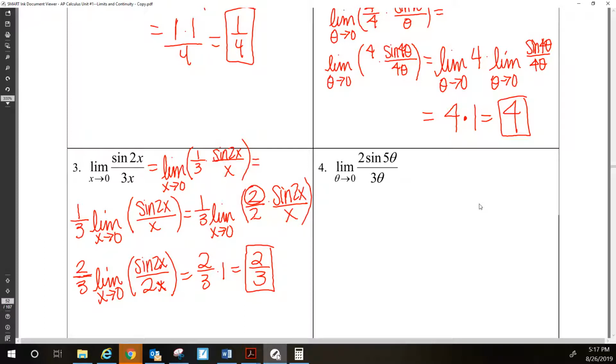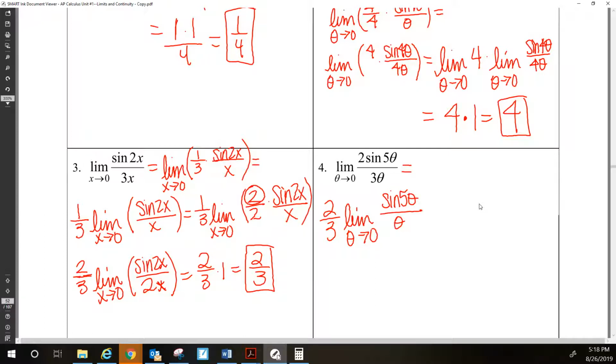All right. When you look at this, what are you thinking? Because when I'm looking at it, I see that 5 theta, which means I need 5 theta in the bottom. But what I have is a 3, and I've got this 2 on the top. I don't need either of those. So I'm going to pull those guys out, because they're constants. The limit of a constant is just a constant. And so that leaves me sine of 5 theta over theta inside the limit.